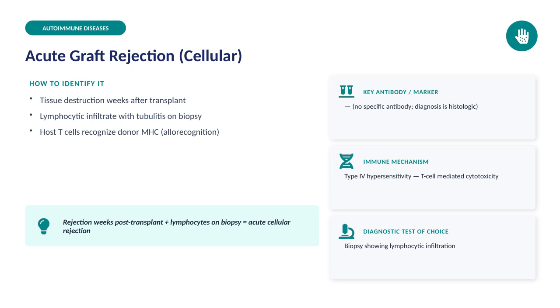This triggers an immune response where T cells infiltrate the transplanted tissue, causing damage that can be seen on biopsy as lymphocytic infiltration with tubulitis. Since there isn't a specific antibody marker for this type of rejection, diagnosis relies heavily on histologic examination. The underlying immune mechanism is a type 4 hypersensitivity reaction, meaning it is T-cell mediated cytotoxicity rather than antibody-driven. The best diagnostic test to confirm acute cellular rejection is a biopsy of the transplanted tissue, showing these characteristic lymphocyte patterns. Together, these findings help distinguish acute cellular rejection from other forms of transplant complications.